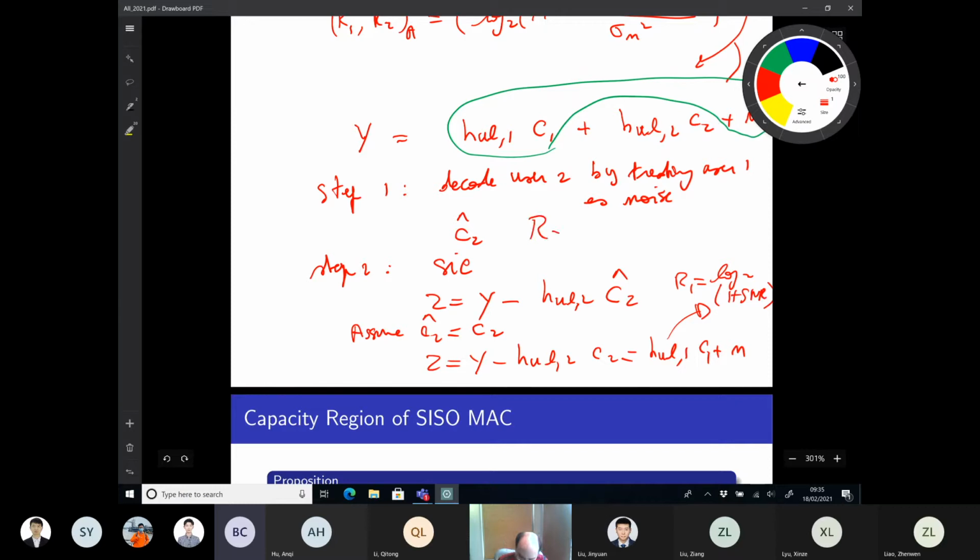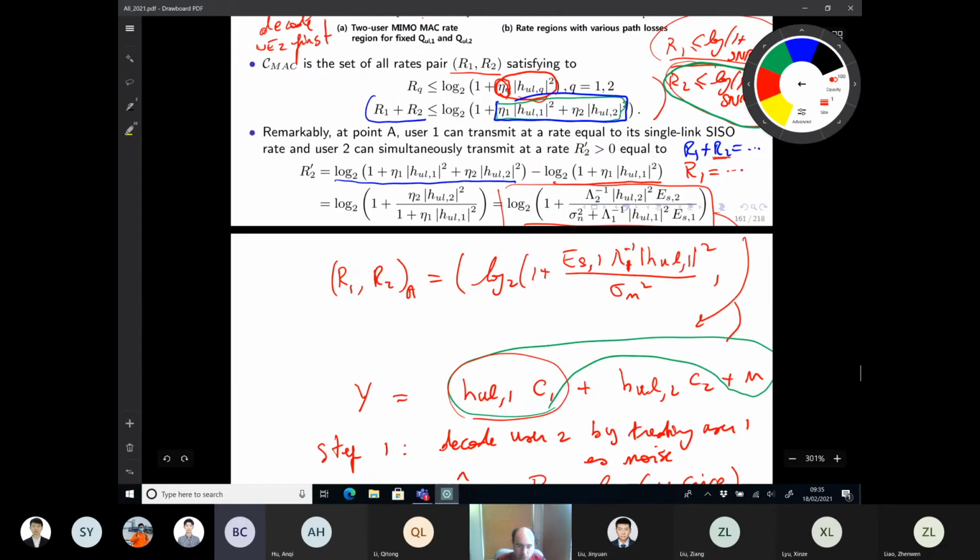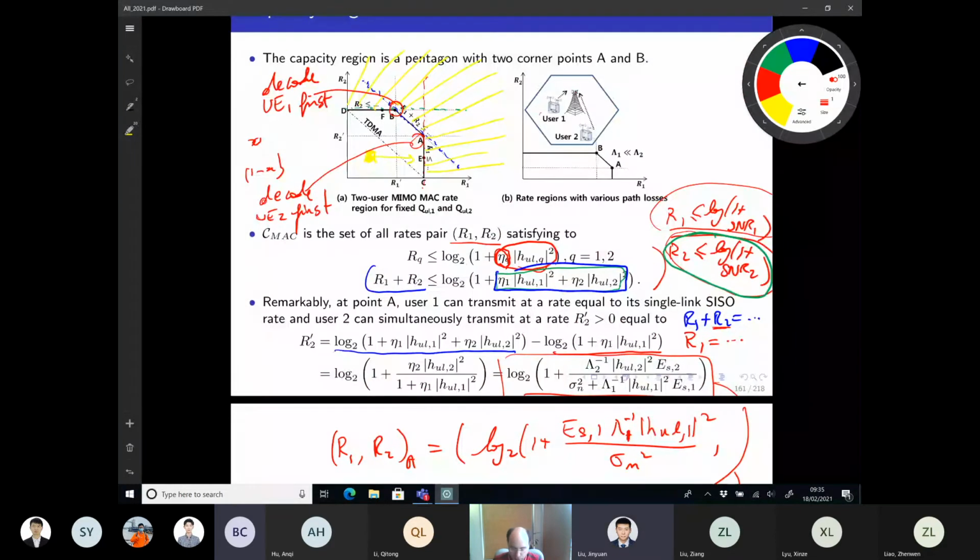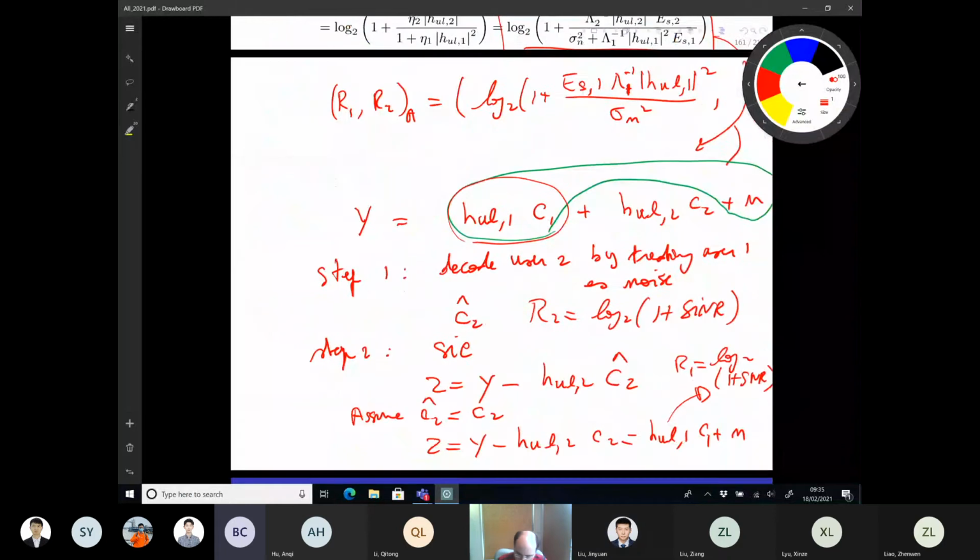Here I will have a rate of user 2 that will be log2(1 + SINR), where the SINR comes from the fact that I have interference from user 1. Okay, so that's what's going to happen at this point A. Right. At point B, you do exactly the opposite. So at point B, you would decode user 1 first, and here you do SIC, but you decode the stream of user 2 in the second step instead of decoding the stream of user 1.